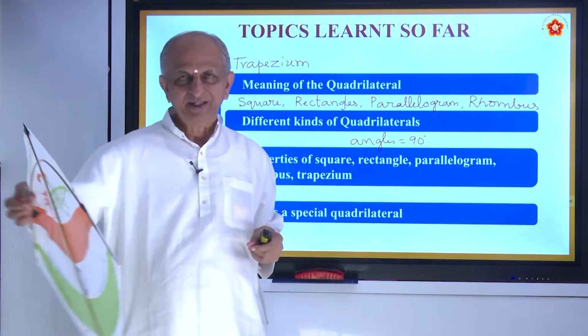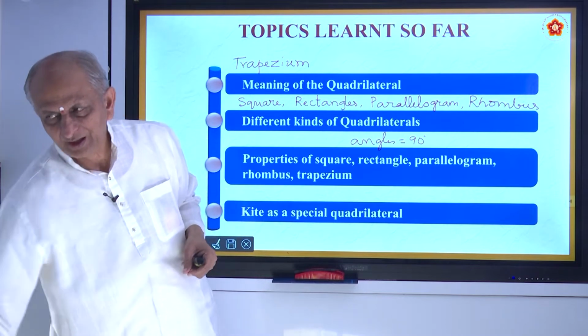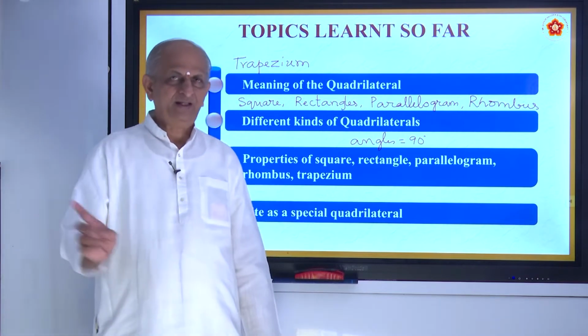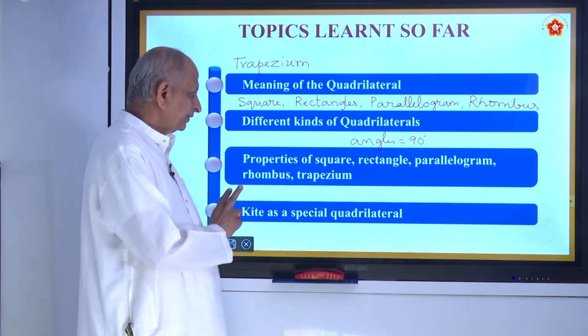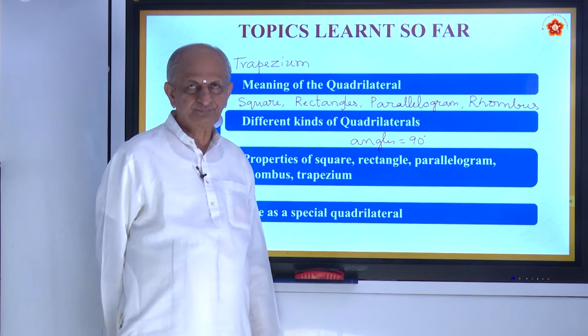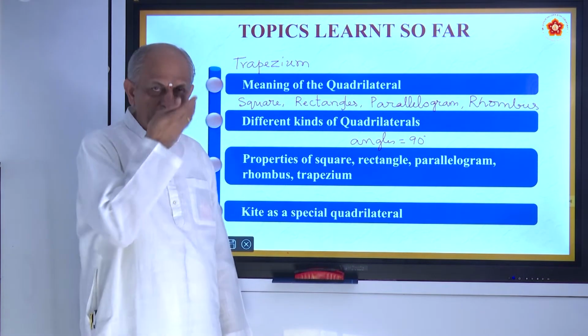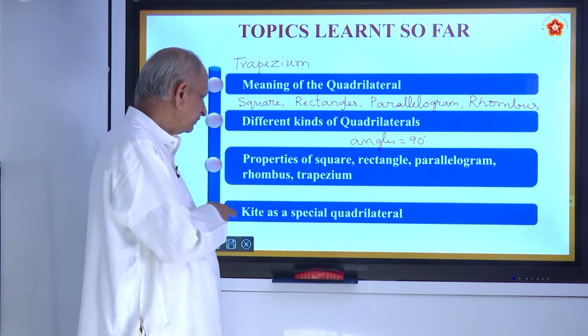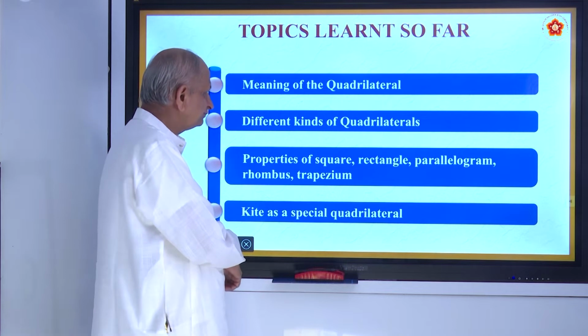So this kite is a very beautiful example of a quadrilateral, and there only one pair of adjacent sides are equal, but the sum of all the angles is 360 degrees only. There will be two diagonals also. So it is also a special quadrilateral. That's why you use the word special.